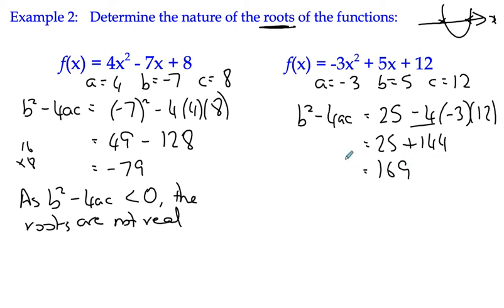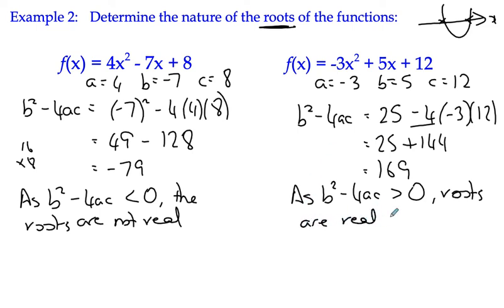What does that mean? It means we could find the square root of 169. It means that there's going to be two solutions. As b squared minus 4ac is greater than 0, there's going to be two solutions. Roots are real and unequal. So roots are either real and unequal, in which case there's two different roots, or they're real and equal, which means there's just the one root.